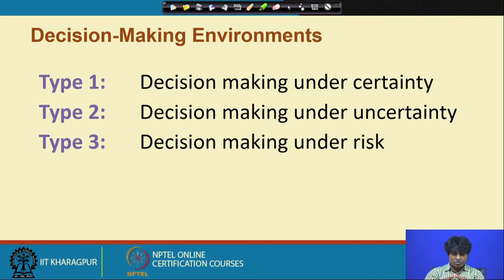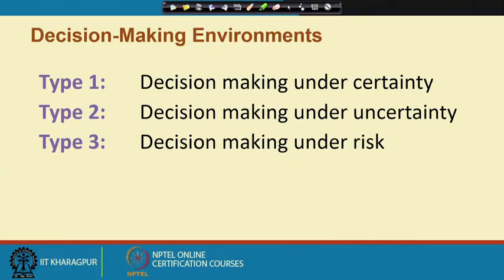So, we have 3 different options. Type 1, decision making under certainty; second, decision making under uncertainty; and third, decision making under risk. That means we are living in a dynamic environment, and the business environment is very volatile. In fact, most of the business environment is highly competitive, and there is a high chance that we have risks and uncertainty. Within these obstacles we have to find the best decision through which we can address the business problem.